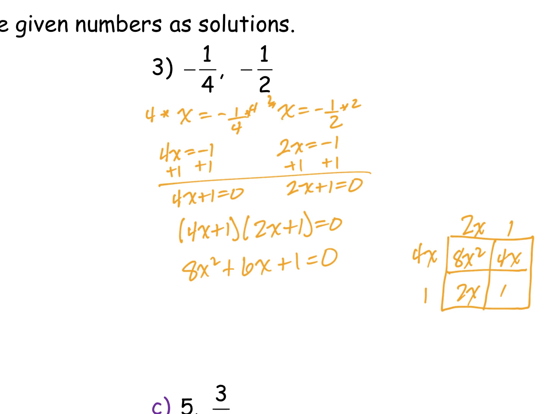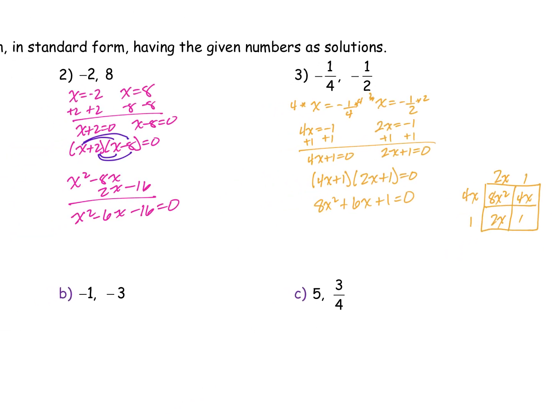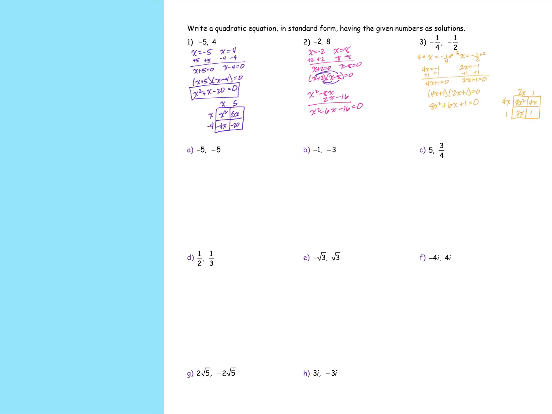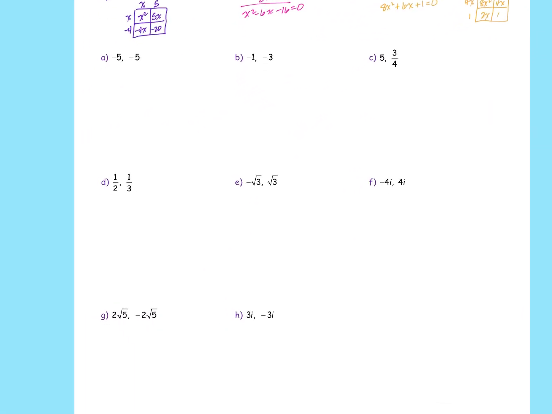Okay, so if it's a fraction, I just have to do one additional step, which is multiply by the denominator first, and then do my add or subtract, because I'm just doing everything backwards. Okay? And so there's a whole bunch of problems for you guys to do.